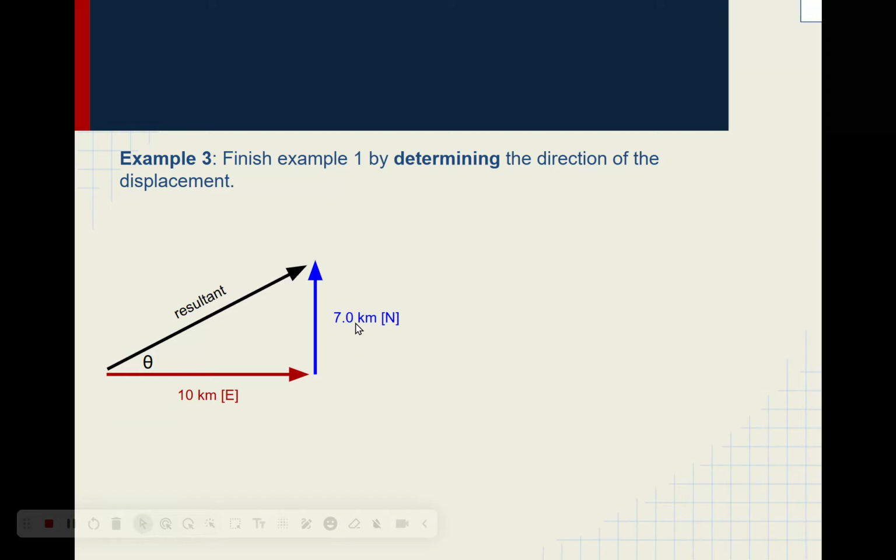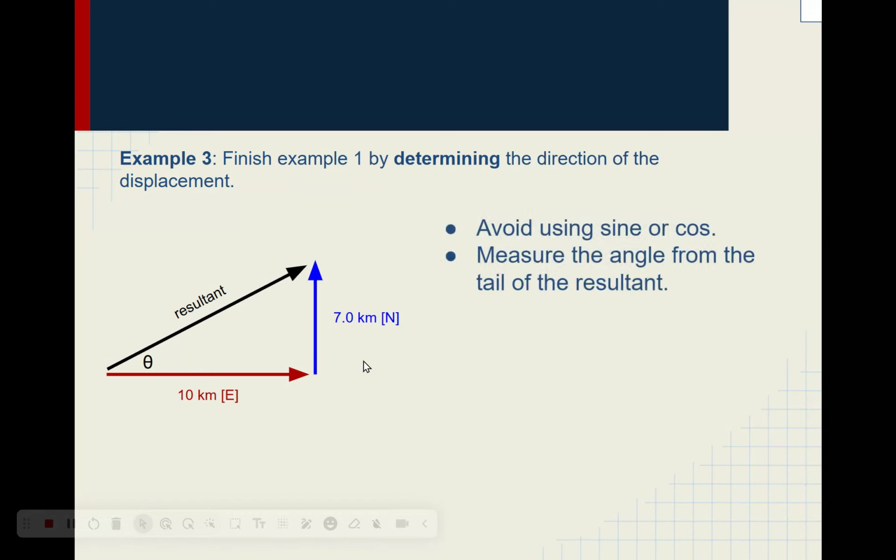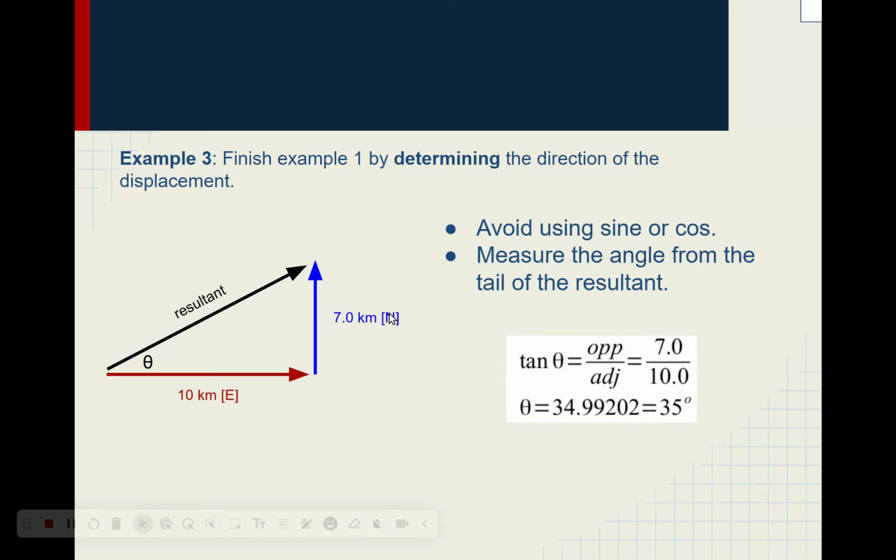But I can use this side, because it's the opposite side from my angle, along with this side, because it's the adjacent side, to be able to calculate my angle. So I'm going to use tan, opposite over adjacent. 7 is the opposite, 10 is the adjacent. So I'll type in 7 divided by 10 on my calculator, but then don't forget you have to inverse tan that, because I don't want the tangent of the angle, I want the angle. So you inverse tan, and as long as you're in degree mode on your calculator, you should come out with a final answer that rounds off to 35 degrees.